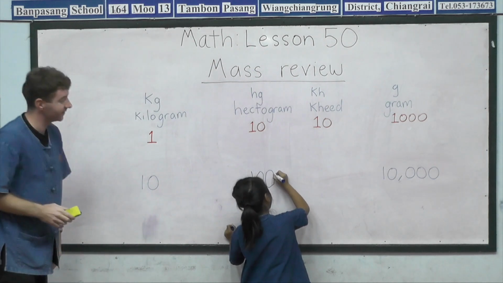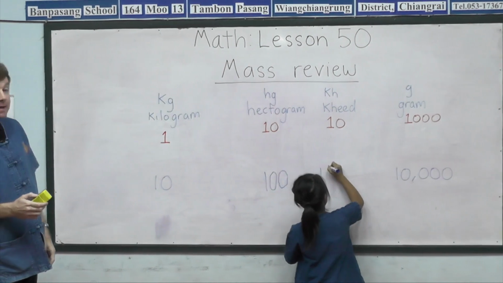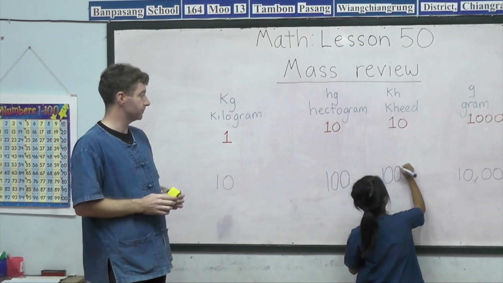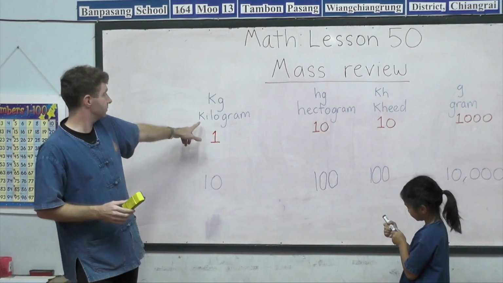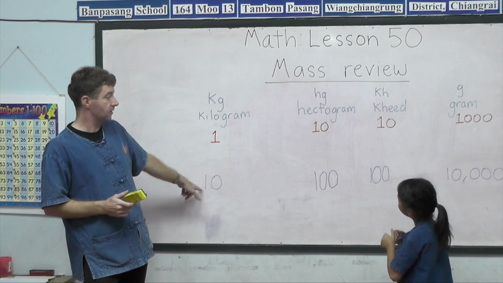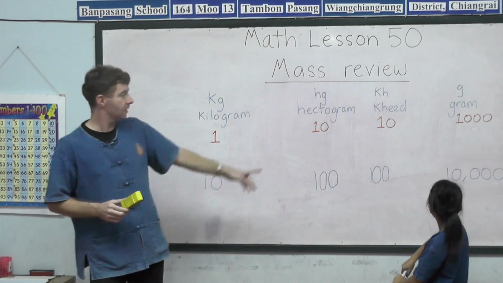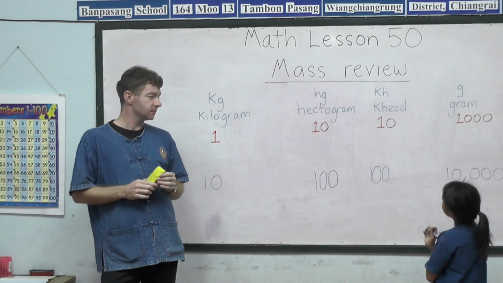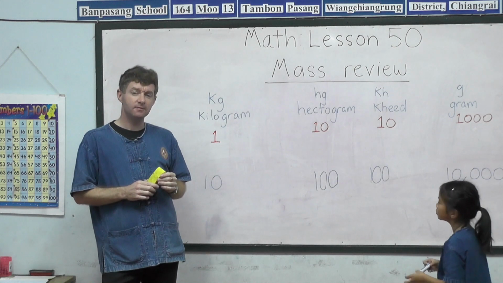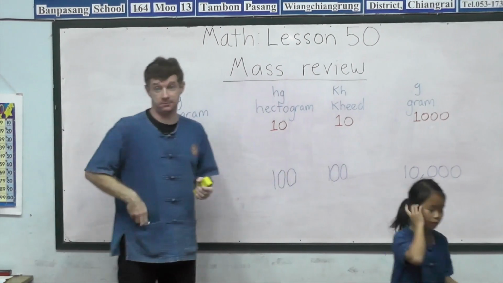Okay, that's fine. So remember, hectograms and kid, always the same. 10 kilograms. 1,000 grams. 10,000 grams. How many hectograms? 100 hectograms. Is that right? Yes. High five. And round of applause.